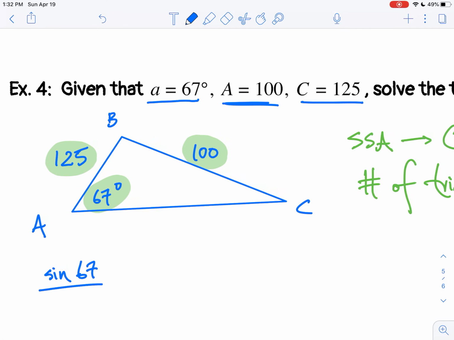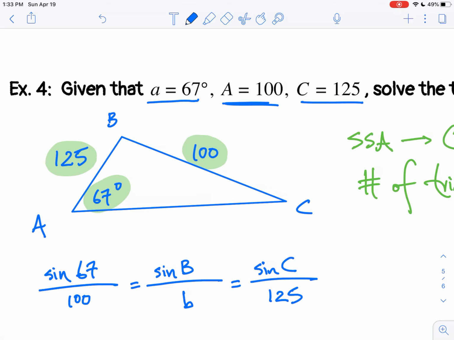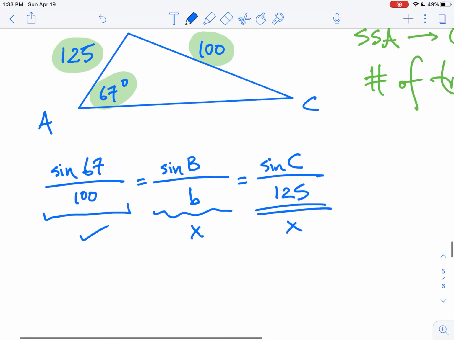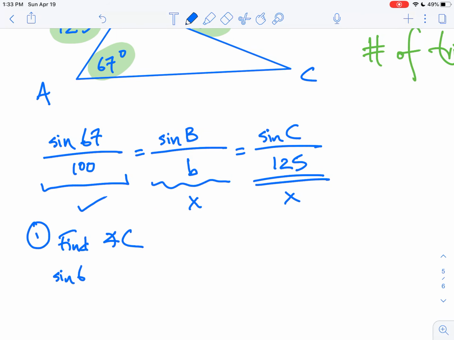So sine of 67 over 100. Oh, good, I got a full pair right off the bat. Sine B over b, and sine of C over 125. Okay, so I have this as a full pair. I have no information about B, and I don't have enough information about C, but it looks like I can use A to find C. So let's do that. Number 1, find angle C. So I'm going to do sine 67 over 100 equals sine C over 125.